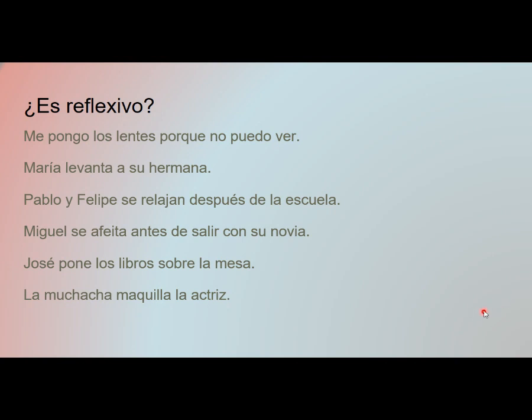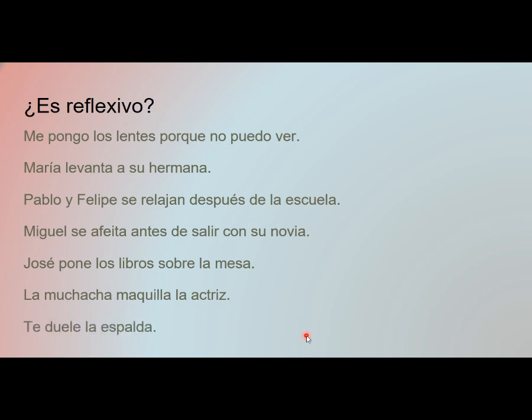La muchacha maquilla la actriz. ¿Es reflexivo? All right, so hopefully everybody chose that it is not. No es reflexivo. There's not a reflexive pronoun, and the person that is receiving the action is la actriz, the actress. So la muchacha, the girl, makes up the actress.